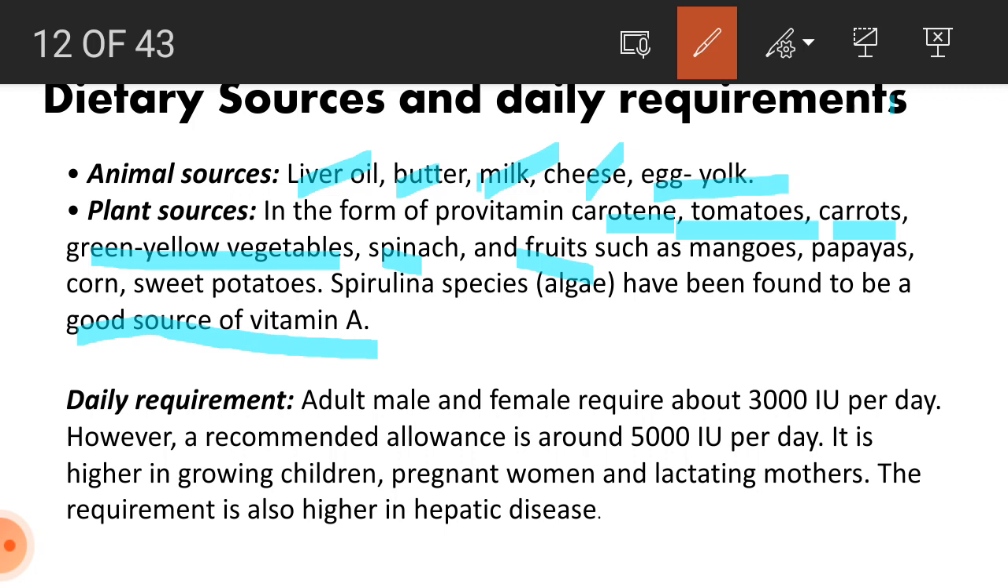An adult male and female require about 3000 IU per day of vitamin A. However, a recommended allowance is around 5000 IU per day. It is higher in growing children, pregnant women, and lactating mothers. The requirement is also higher in hepatic diseases.